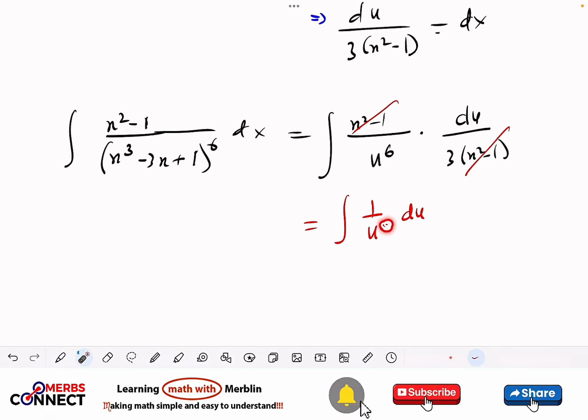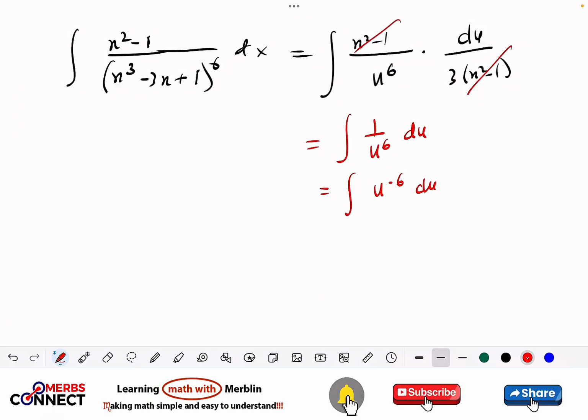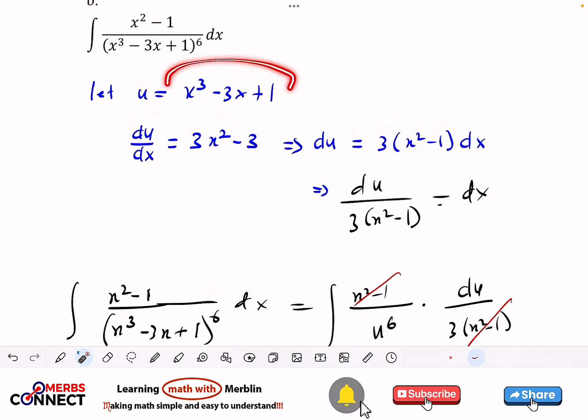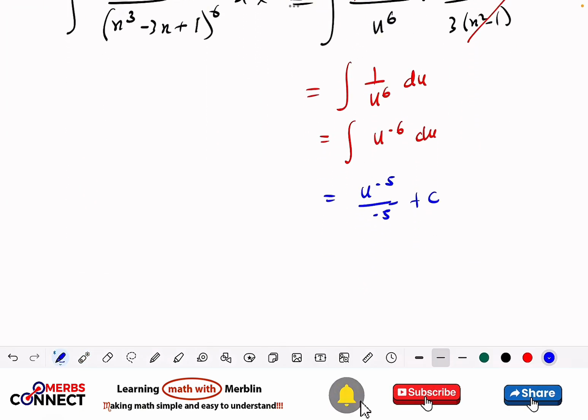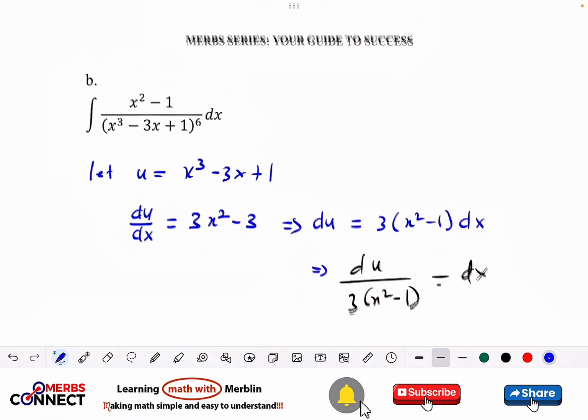Now since this one is not 1 over u, we cannot say that this is ln. So we can write this one as u to the power minus 6 so that we can use the power rule to solve. So this one will be u, add plus 1 to it, getting minus 5, then you divide by minus 5 plus c. Then what is u? So we know that u is equal to this. You plug it in and then you are done. So this is going to be minus 1 over 5, then u is x to the power 3 minus 3x plus 1 to the power minus 5 plus c. So this will be the integration for this.